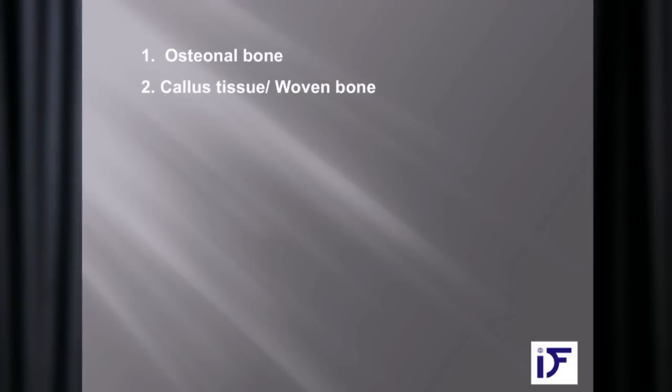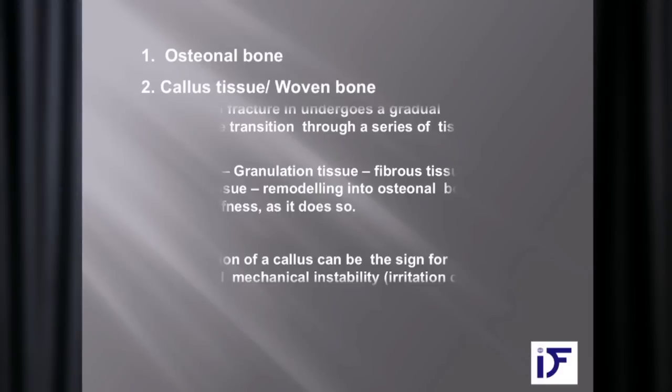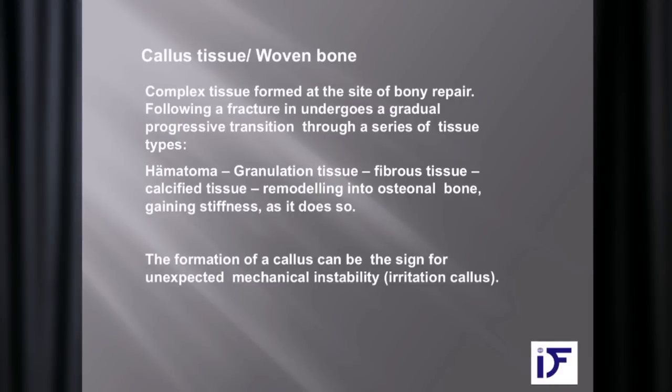Now we've been talking about osteonal bone, and in the second part of the lecture I want to come to the callus and the woven bone. Callus is a complex tissue formed at the site of bony repair. Following a fracture, it goes under gradual progressive transition through a series of tissue types. So callus is formed out of the blood, out of the hematoma. The next step is granulation tissue, then fibrous tissue, and finally calcified tissue.